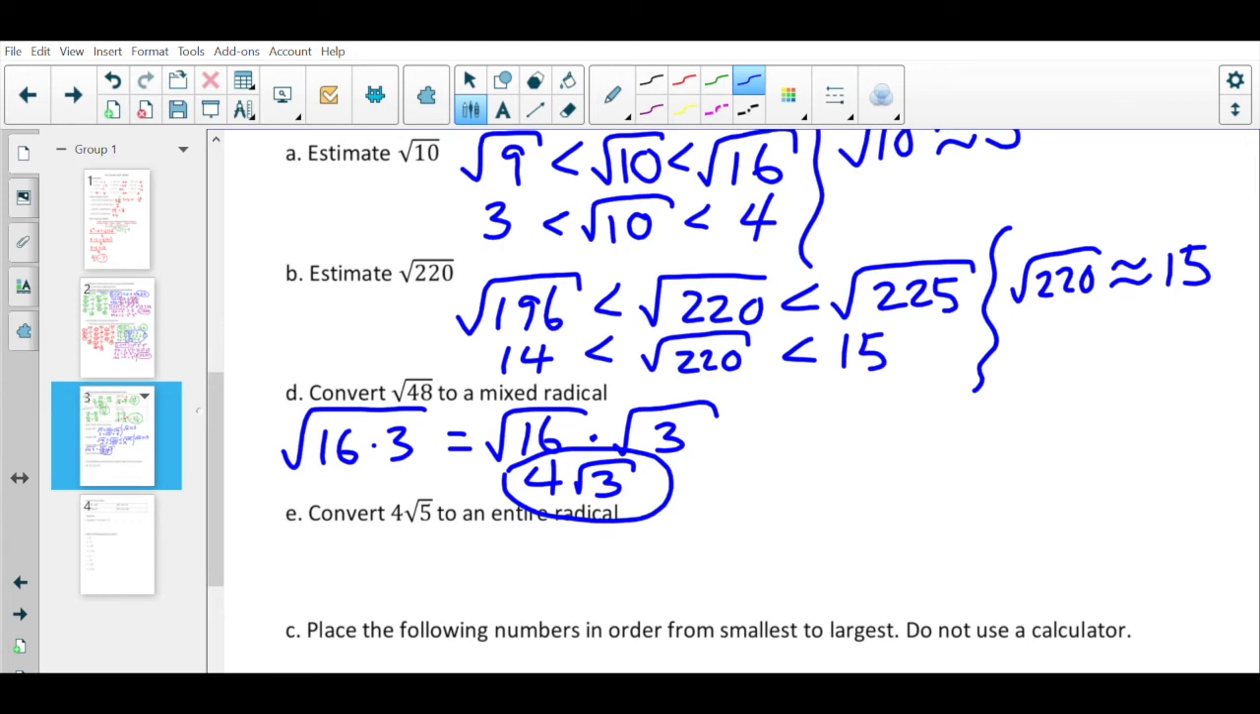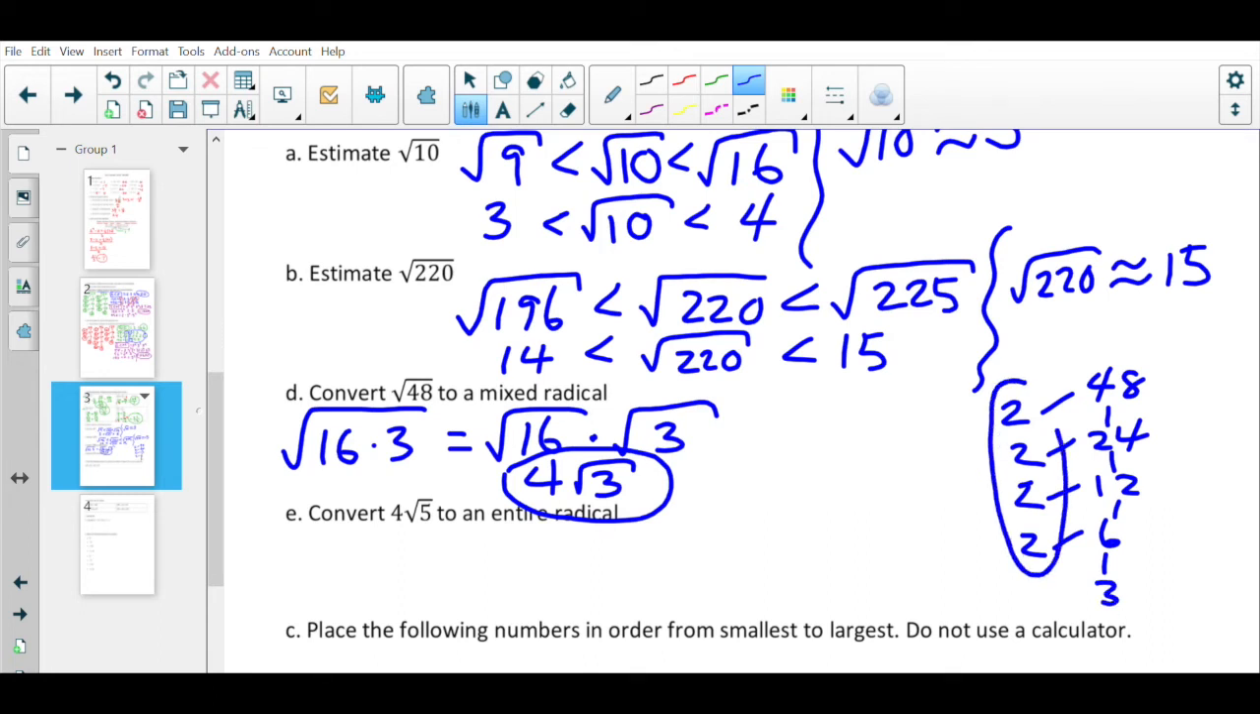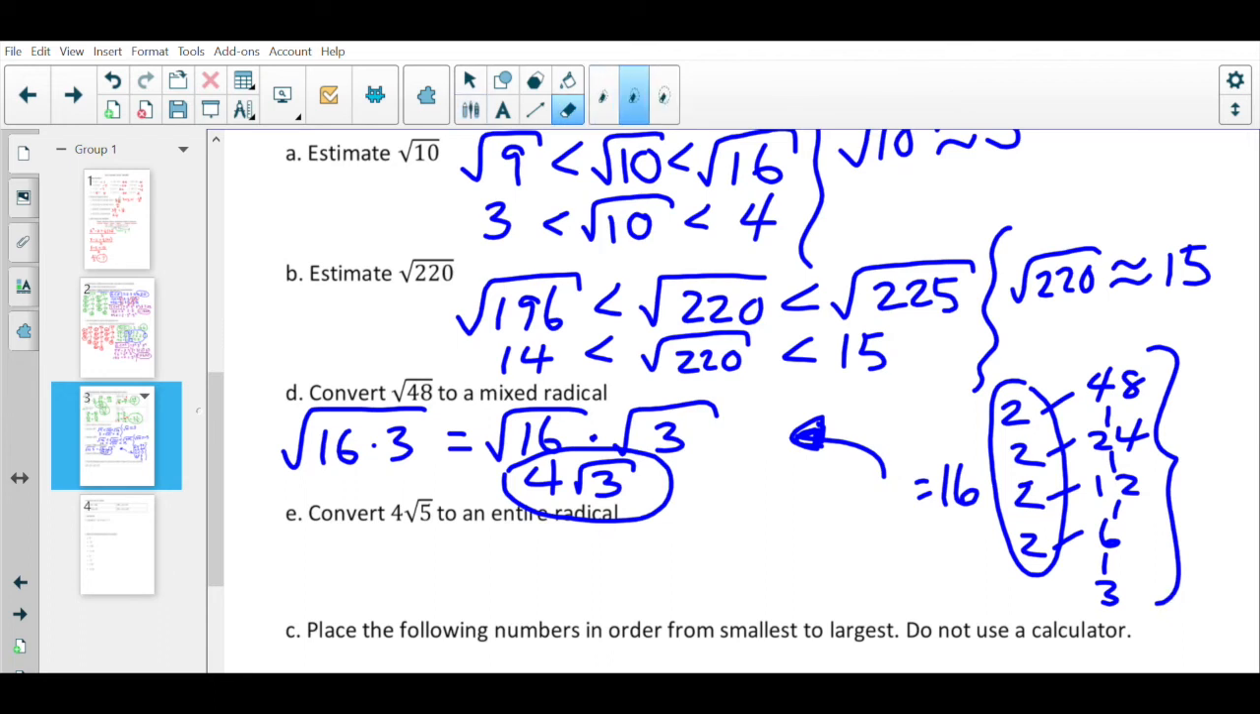If you didn't know that 16 was a perfect square in 48, you can do a factor tree. So 48 divided by 2 is 24, and then just keep doing it, right? So 12, 6, 2, and 3. Well, there you go. Look at that. Four 2's, and we know that equals 16, and that's where we use the perfect square of 16 to turn it into a mixed radical. So you can do this factor tree if you're not sure of the perfect square that's inside a number. Okay, let's do the next one.